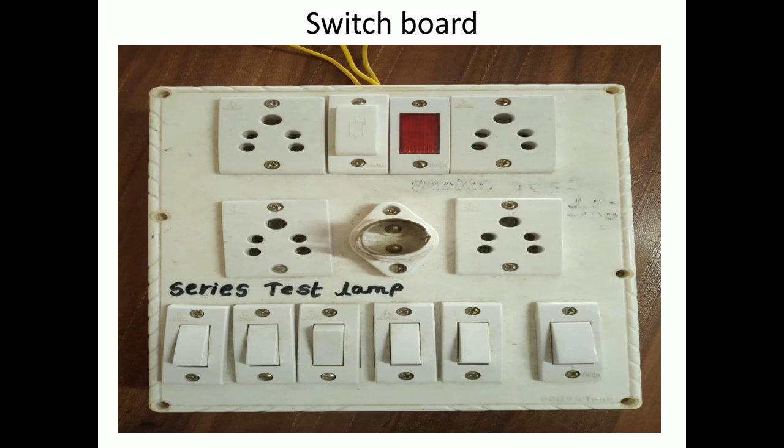Switchboard, series test lamp. For the purpose of the experiment, we are going to use this type of switchboard. In the first part we can adjust 2 pins, then one fuse, one indicator, and another 2, that is 2 to 4, 5, 6 modules at the upside. Then on the downward side, 4 modules, 6 plus 4, 10 modules.